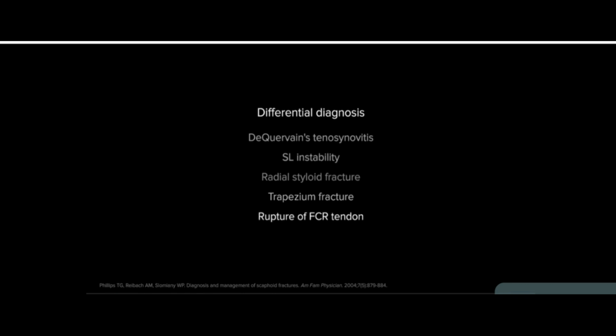The differential diagnoses are the same as seen for radial-sided wrist pain: de Quervain's tenosynovitis, scapholunate instability, radial styloid fracture, trapezium fracture, rupture of the FCR tendon, and ECRB or ECRL tendinitis or avulsion.